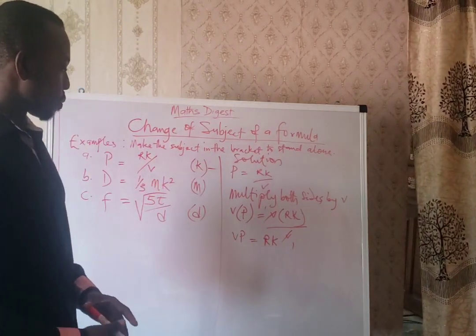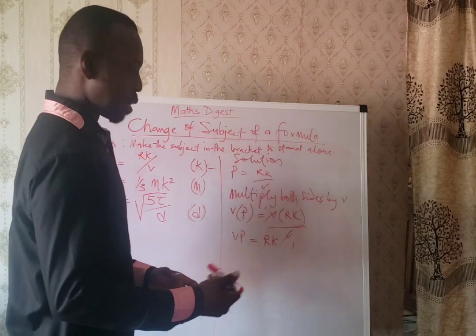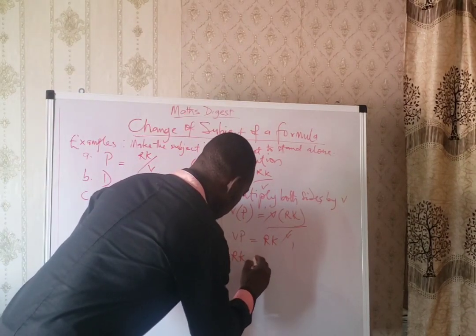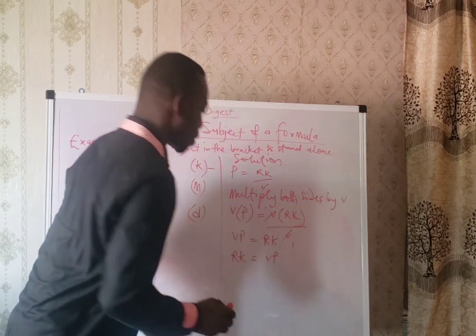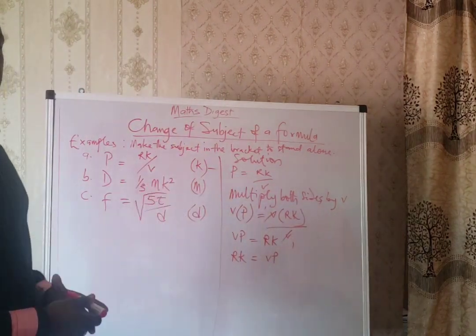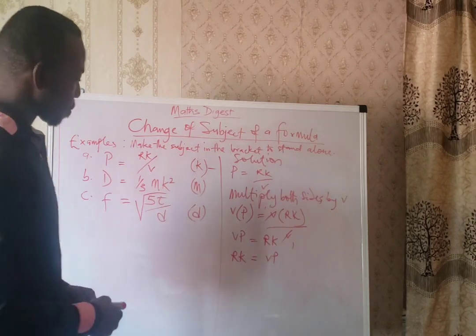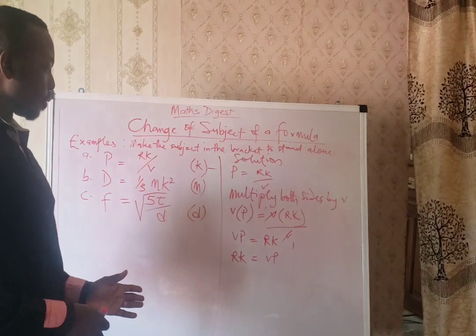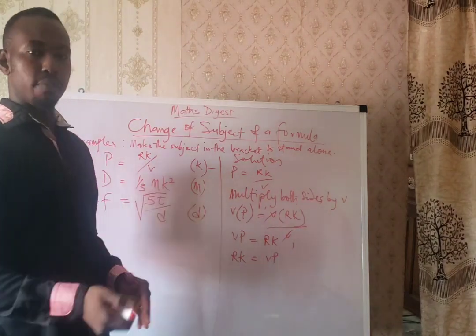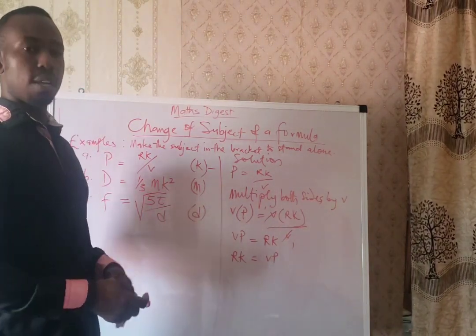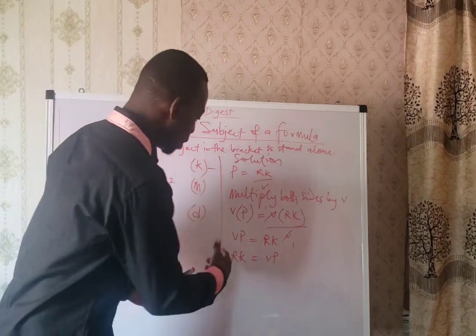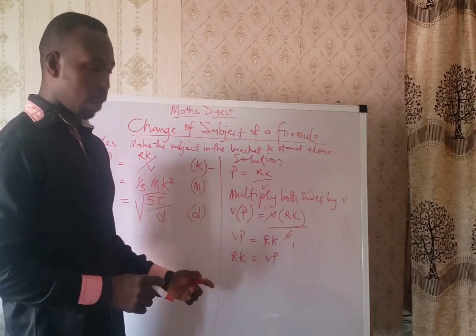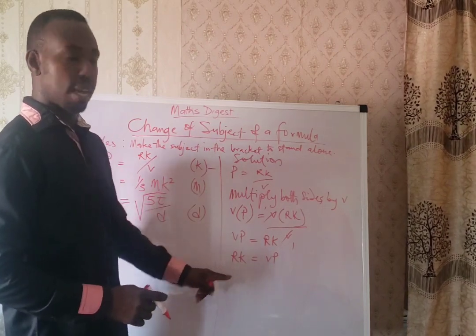Now this can equally be written like this. They are the same thing. Since it's multiplication, you are going to divide now. When multiplying, let's divide. When division, let's multiply. So coming to this now, we are going to divide both sides by R, so that we can eliminate this R.